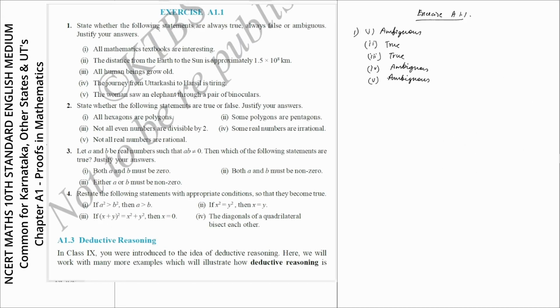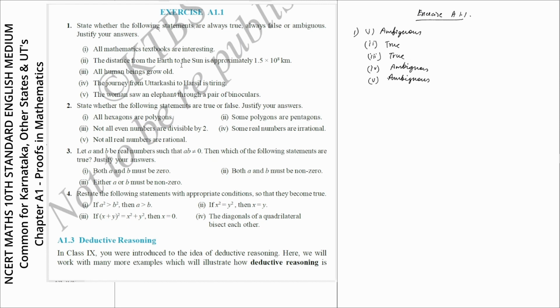Exercise A 1.1, question number 1. State whether the following statements are always true, always false, or ambiguous. Justify your answers. All mathematics textbooks are interesting. So this is an ambiguous statement because there might be some maths books which are boring also. If one person finds one book interesting, another person may find the same book boring. So it depends upon the taste of the person also. So this is an ambiguous statement.